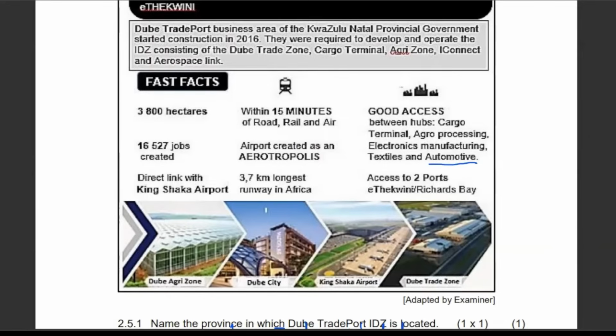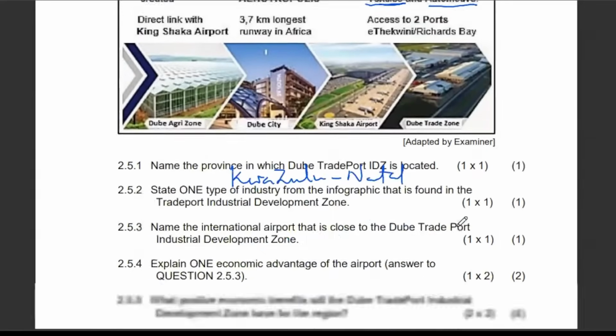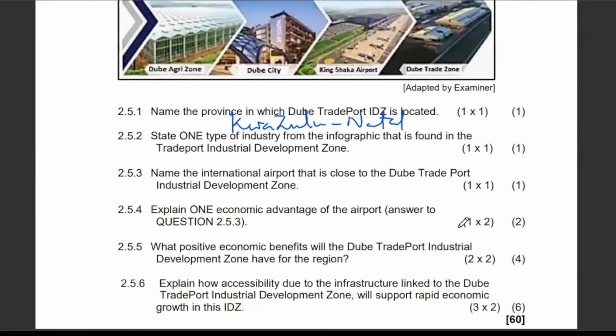The automotive, the manufacturers of motor vehicles, they are part of the industries found there. And also the textiles, the manufacturer of cloth, they are also found there. And also electronics, and agro-processing is also present in that industrial zone. So basically from the text, we can identify those as part of the industries found in Dube Trade Port. It only needs one. You just pick one from the given types of industries.